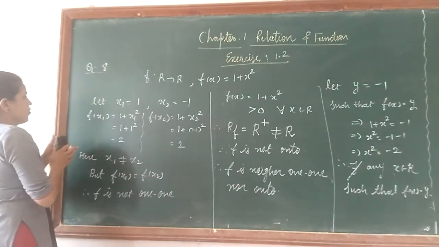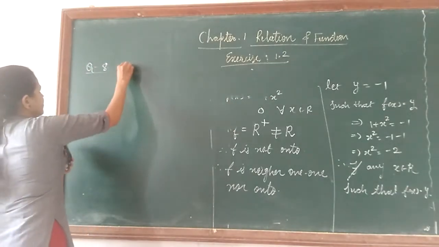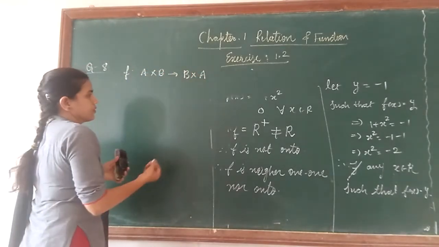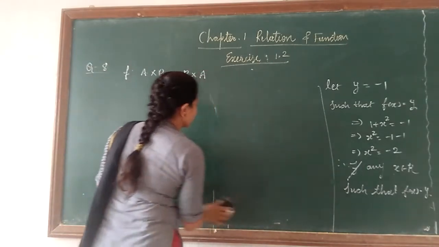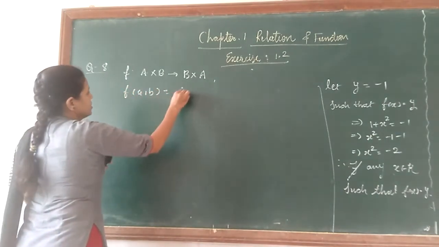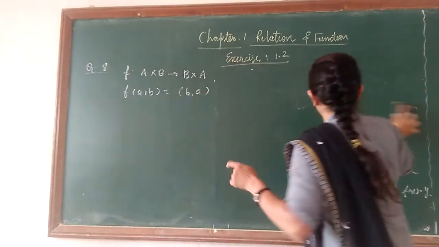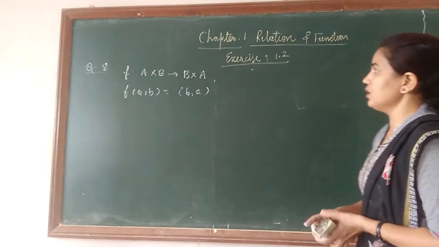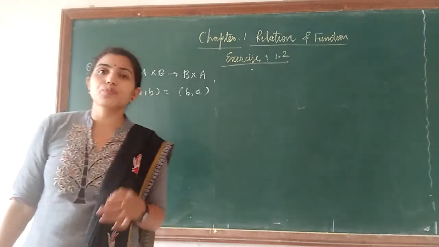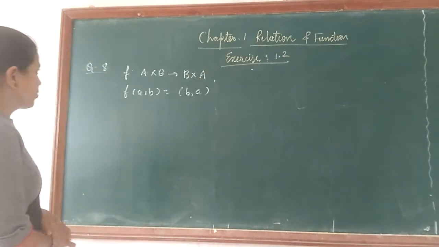Question 8 is a function from A cross B to B cross A. The function is defined as f from A cross B to B cross A, such that f of (a, b) is equal to (b, a). Okay, so what is this? The Cartesian pair is given, and if we take a comma b, then it will become b comma a. So this is the function we have, and now we have to prove the function f is 1-1 and onto. So let me see what we can do for the 1-1.